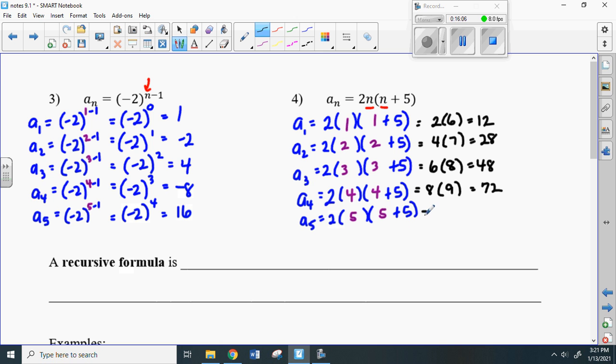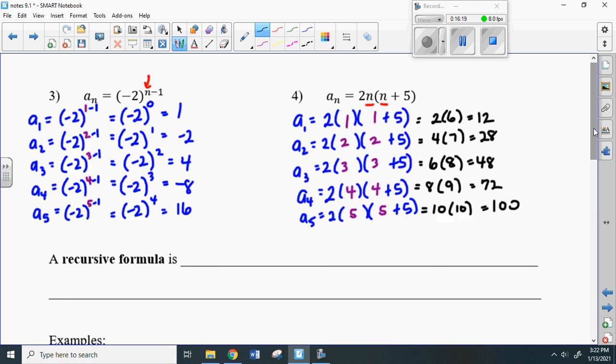Yeah. And then 2 times 5 and 5 plus 5. All right, so there are my 5 terms. Okay, so hopefully you didn't feel like that was too bad. It just takes a little while to write it all down. Okay, so that's an explicit formula. When the formula is directly given with an n as either the exponent, or you're multiplying by n, or you're raising n to a power, okay? You're literally going to plug these numbers in for n.